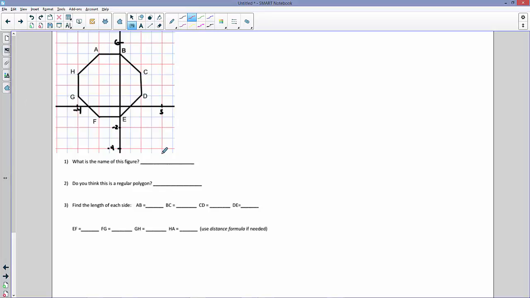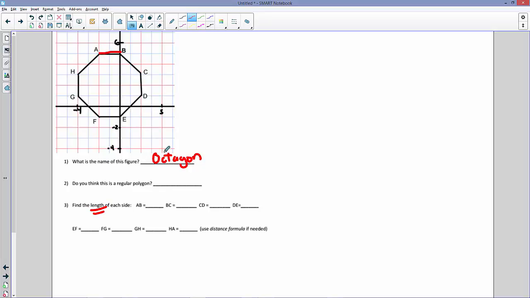Okay, I know one of my sections did this problem, one didn't, so I'm going to do it really quickly. The name of this figure, of course, is an octagon. It's 8-sided. Do you think it's a regular polygon? It looks like it might be. It doesn't matter what you write here. We'll come back and figure it out. The length, not the slope in this case, the length. Okay, length. This is 2.